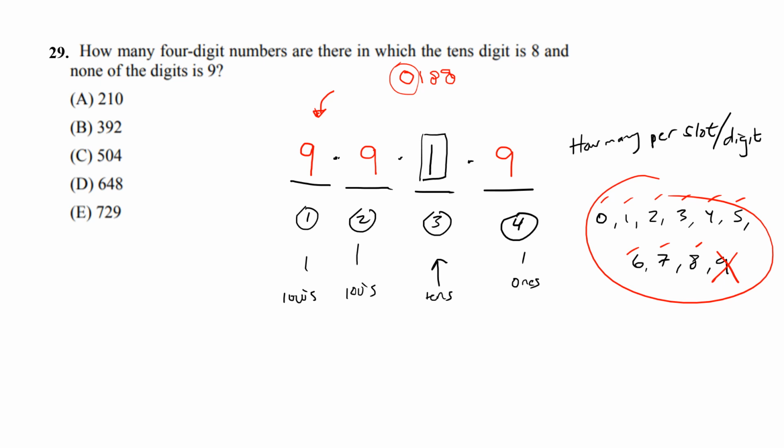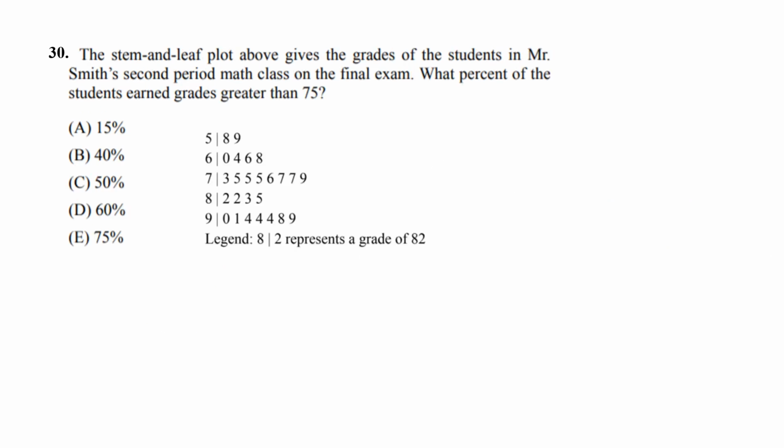We should subtract 1 then, and enforce the fact that it can't be a 9 and can't be a 0, so we'll only have 8 numbers to choose from, okay? Working that out, we simply have 8 times 9 times 9, and of course the times 1 in there. That gives us an answer of 648, which brings us to answer choice D.